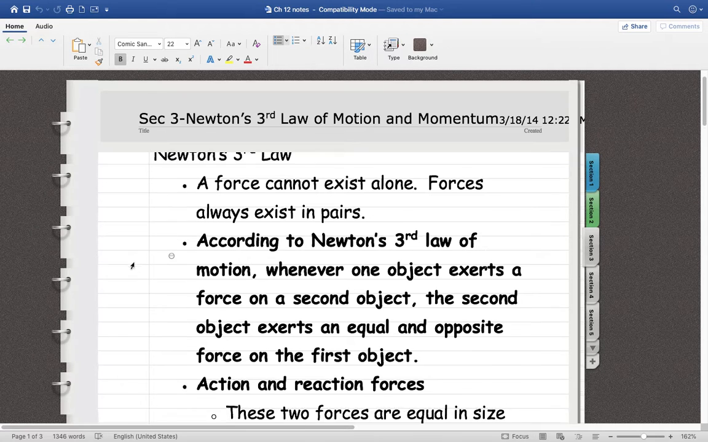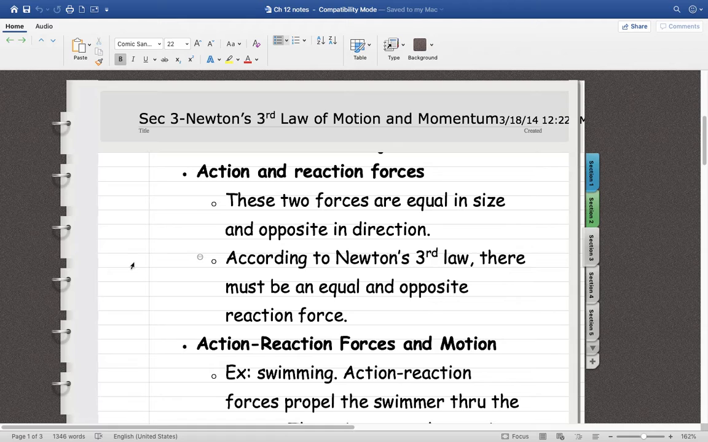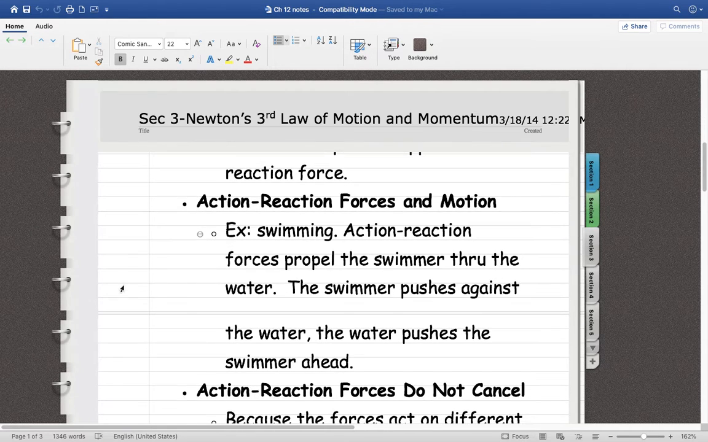So, action and reaction forces. These two forces are equal in size and opposite in direction, which is what I said. They've got to be: for every action, there's an equal and opposite reaction. So, according to Newton's third law, there must be an equal and opposite reaction force. So, action-reaction forces and motion.